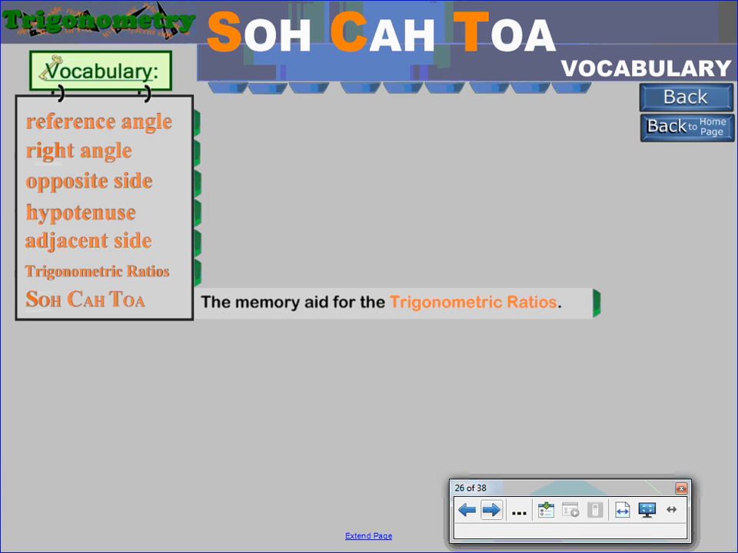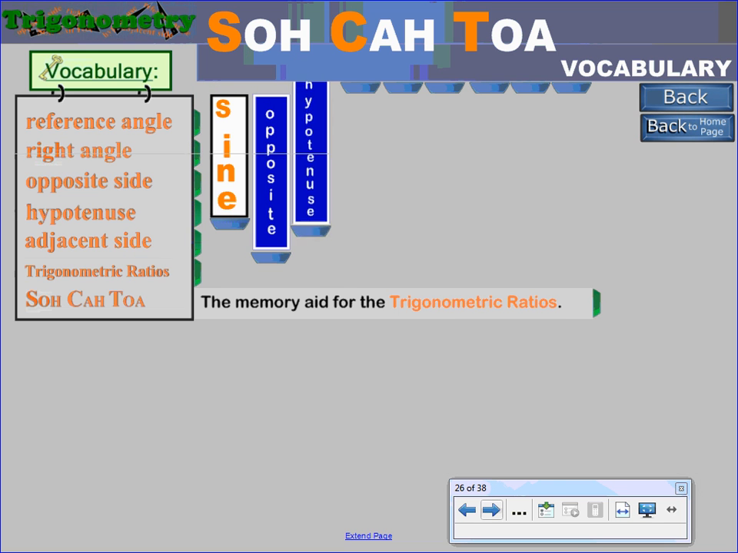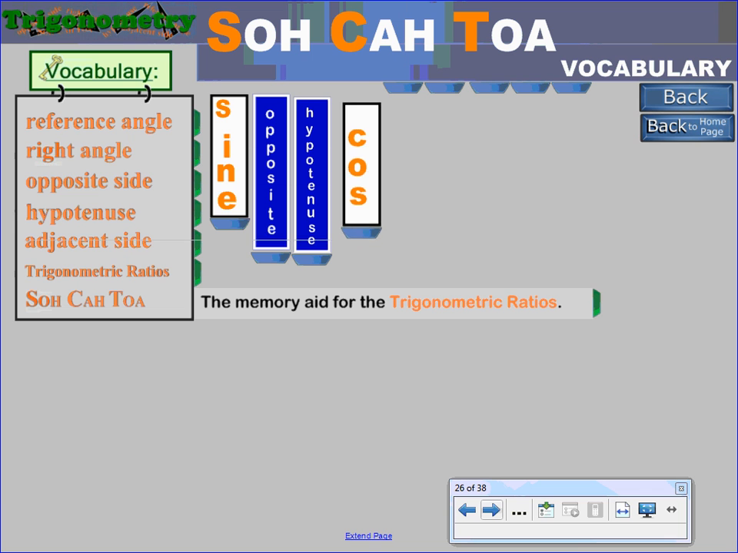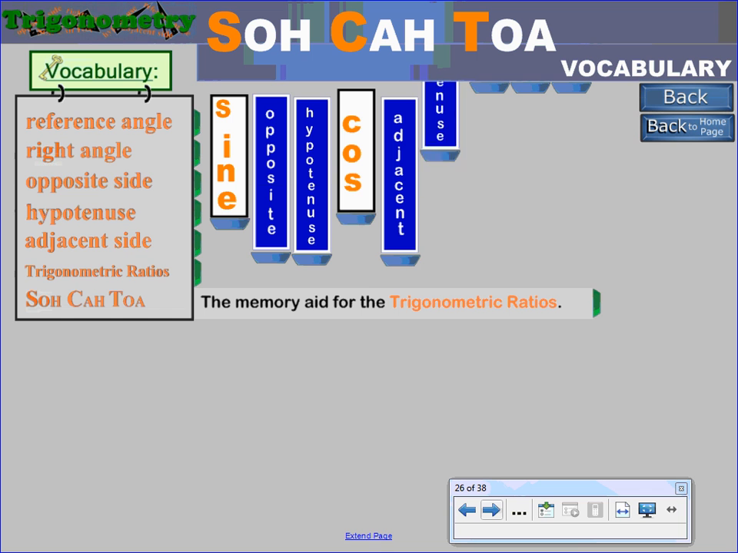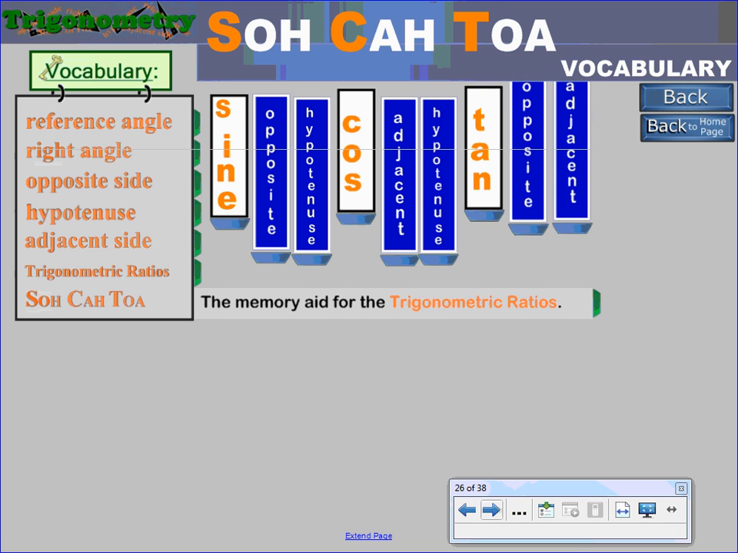Awesome. So here's our SOH CAH TOA. S for sine, and that's opposite side length over hypotenuse side length. So sine is the ratio of opposite over hypotenuse. Guess what cosine is? Yes, that's right. Our cosine is adjacent over hypotenuse, and that's how I remember that. And then T for tangent, right? T for tangent, and then opposite over adjacent. So SOH CAH TOA can be a memory aid for our trigonometric ratios.